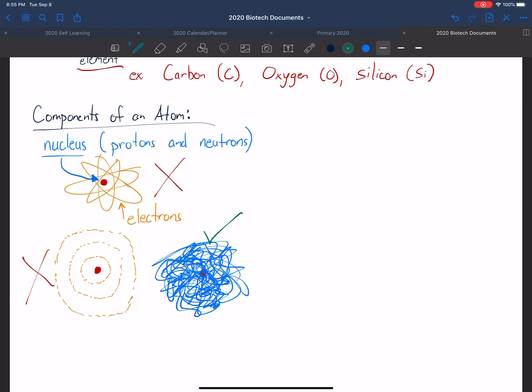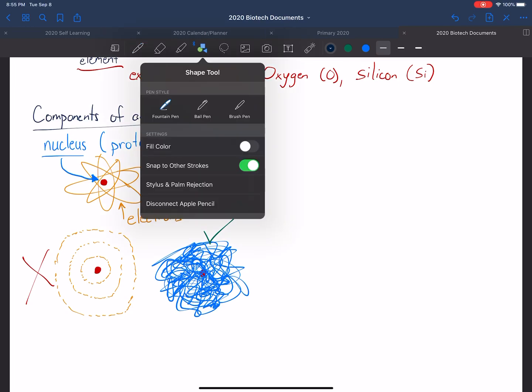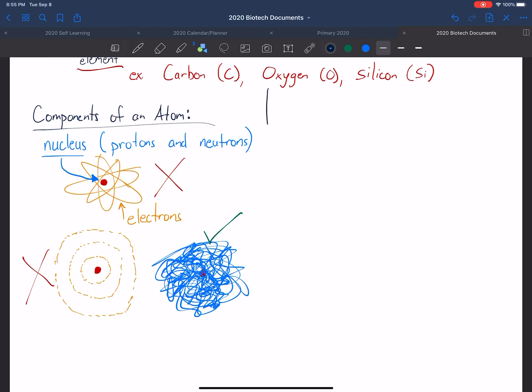Now, one of the things that we'll do here is talk about each of these things and what their properties are. So let's talk about the proton, the neutron, and our electron.